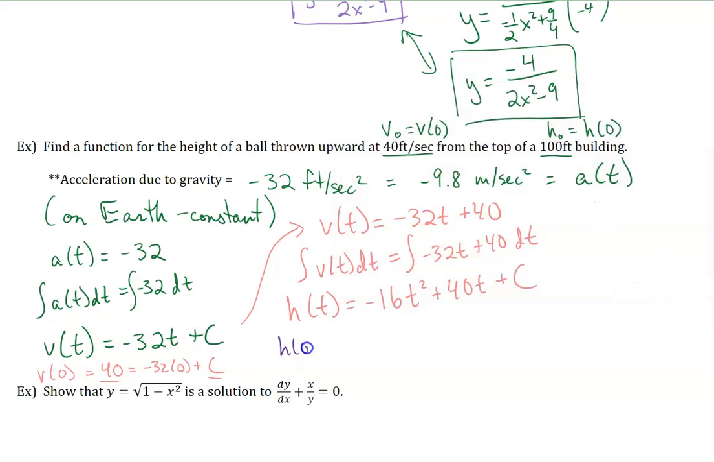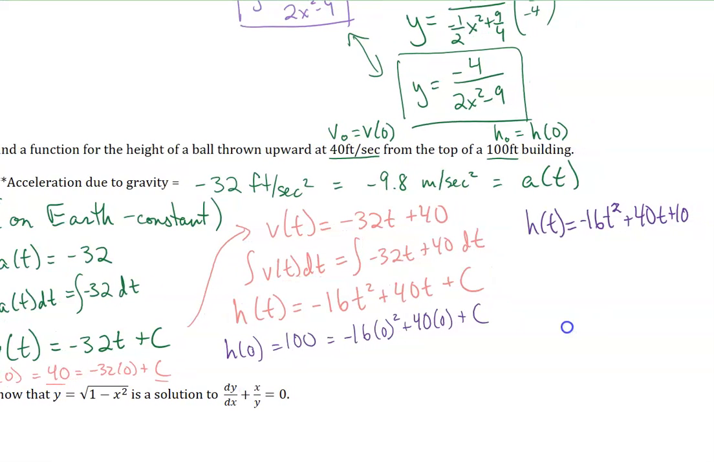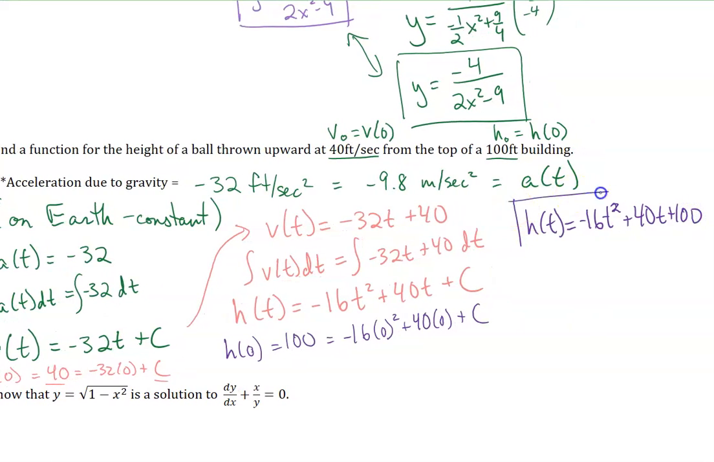So we could say the height at time 0 is 100, which is equal to negative 16 times 0 squared plus 40 times 0. You probably don't need to write this part, but it doesn't hurt to have it in the notes. Plus c, and so we know that c then is 100. So our function for the height of the ball is h of t equals negative 16t squared plus 40t plus 100. And here is our function.